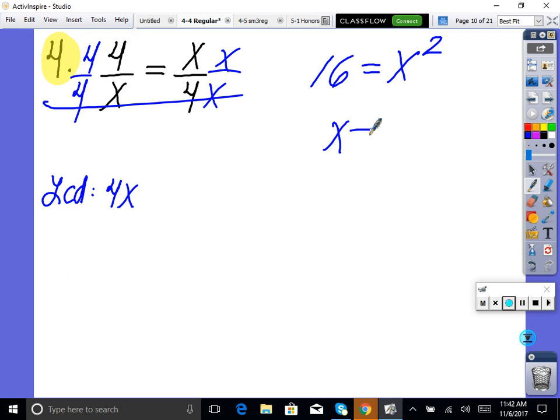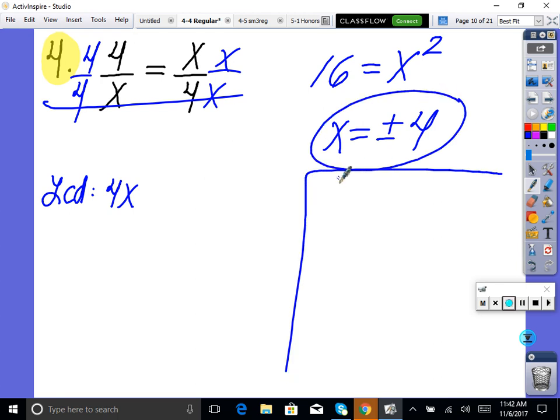So x is equal to what? Yep, now let's do our little checking. Plugging in 4, that would be 4/4. Does that equal 4/4? That one's a dead giveaway. Yes. Look, 4/4 equals 4/4. 1 equals 1. Yep, that's a true statement.